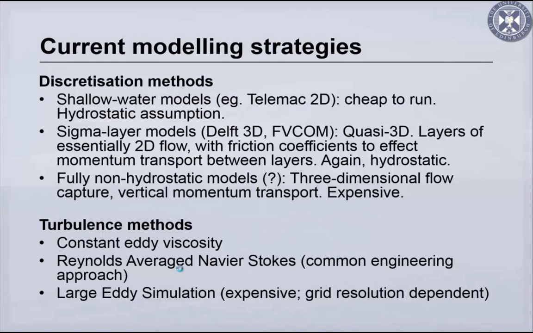For turbulence models, you have a constant eddy viscosity, where you add a viscosity to the molecular viscosity, which then accounts for the mixing due to turbulence. You have Reynolds-averaged Navier-Stokes, and you have large eddy simulation, which is extremely expensive and is grid resolution dependent.